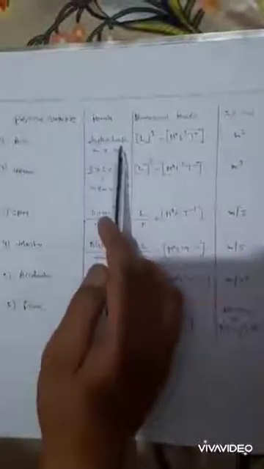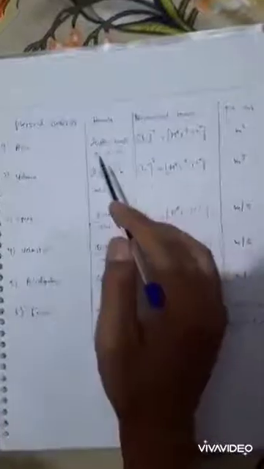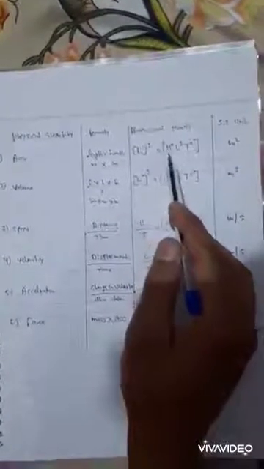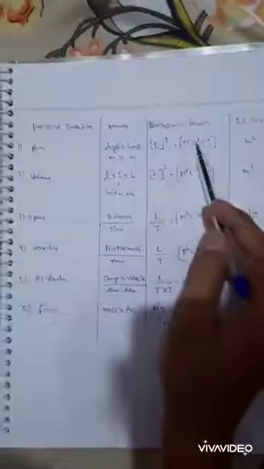Similarly, in area we have the formula length into breadth. As we know, we measure length in meter and breadth in meter. So we use L square, because here it is L into L. So L square is the dimension, and the complete dimension formula is M0, L2 and T0. And here we have only L square. So the SI unit will be meter square, because we use meter for length.